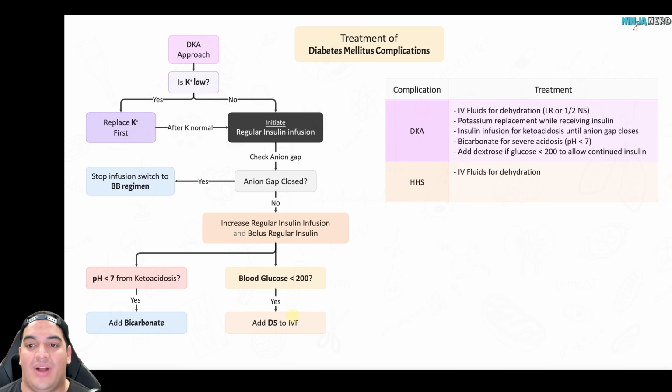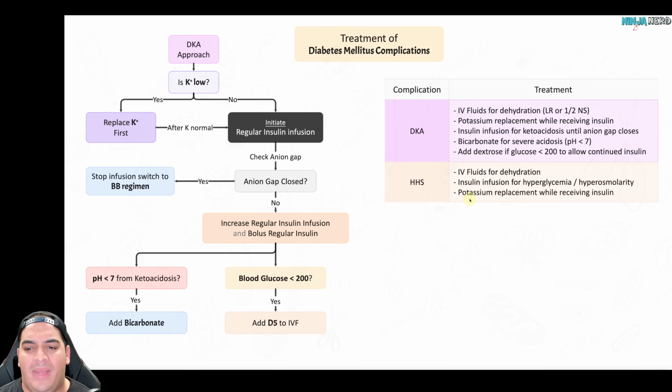For HHS, you're actually not going to do an insulin infusion for the ketoacidosis. You're doing it directly for the patient's hyperglycemia and hyperosmolarity. But the same thing, these patients are severely volume dehydrated. Give them IV fluids in the form of LR or half normal, give them a couple boluses, and then start them on an infusion. Again, insulin infusion is for hyperglycemia, so you actually are going to titrate it every hour off of their glucose level. And then the other thing is you're going to check their osmolarity to make sure that you're not dropping them down too quick.